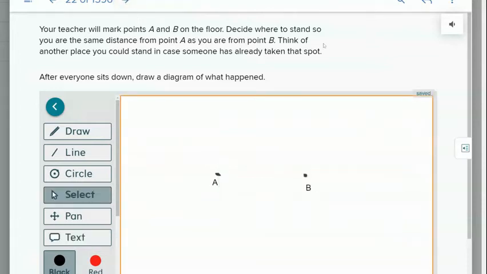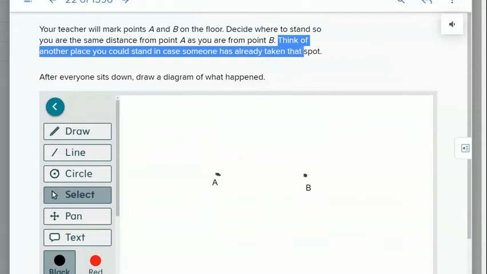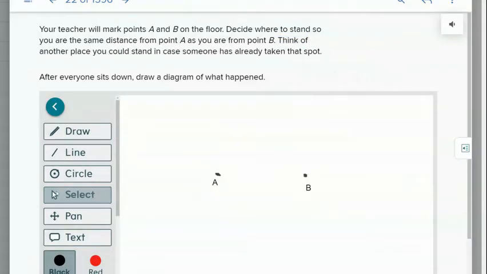Very nice. Decide where to stand so you are the same distance from A as you are from B. So go ahead and try to create a point somewhere in between point A and point B. And then think of another place that you can stand if somebody already took that spot. So I'll tell you what, go ahead and pause it and try to see where you would be to be in the middle of A and B.